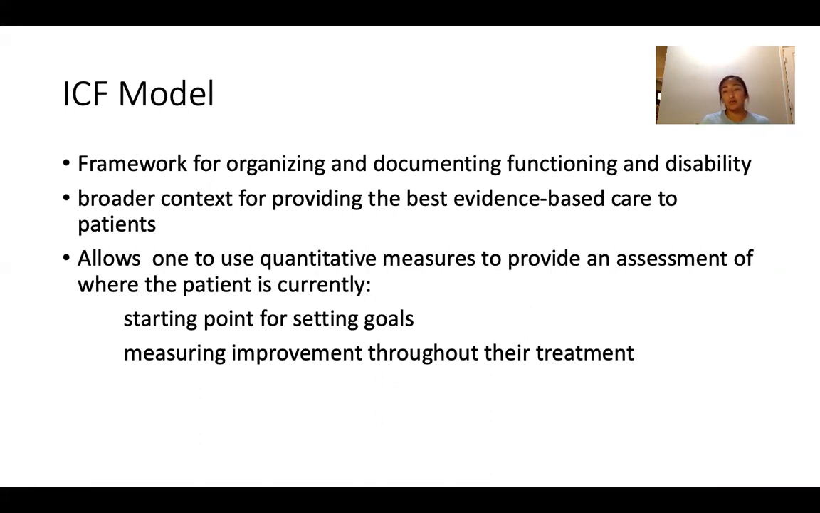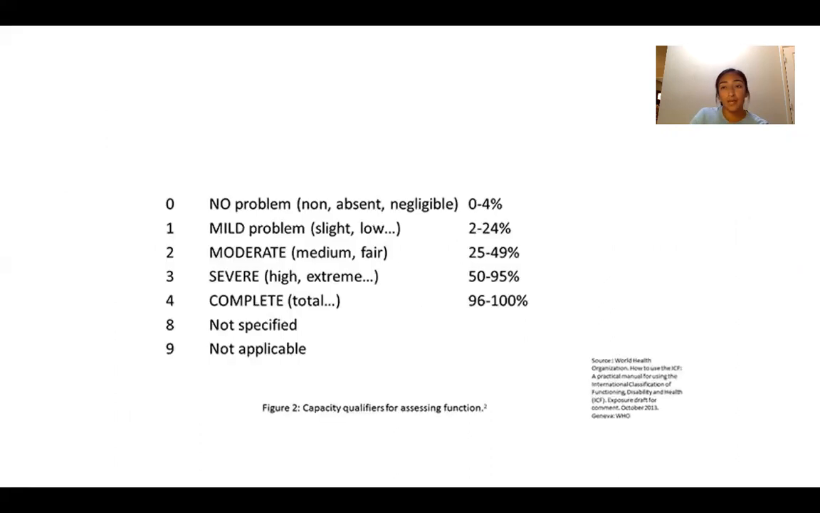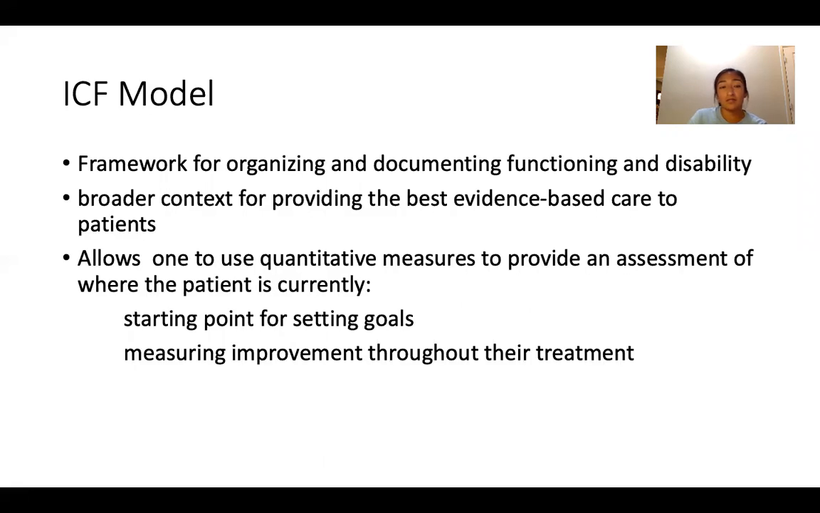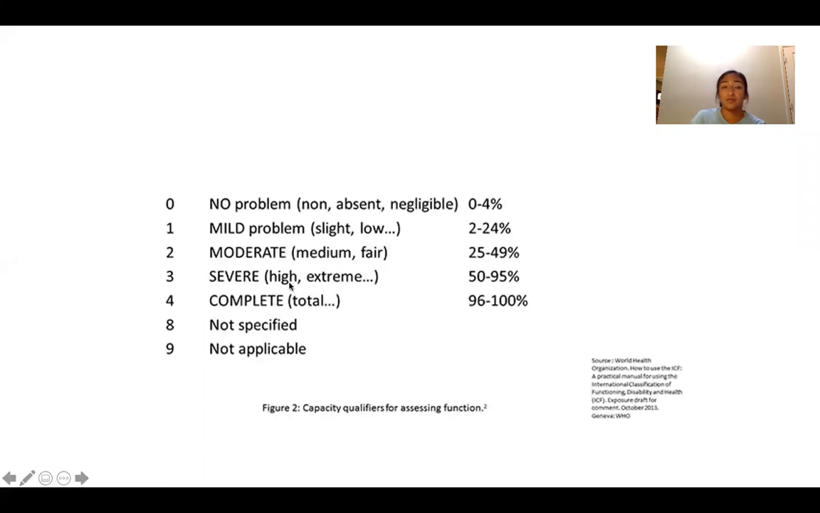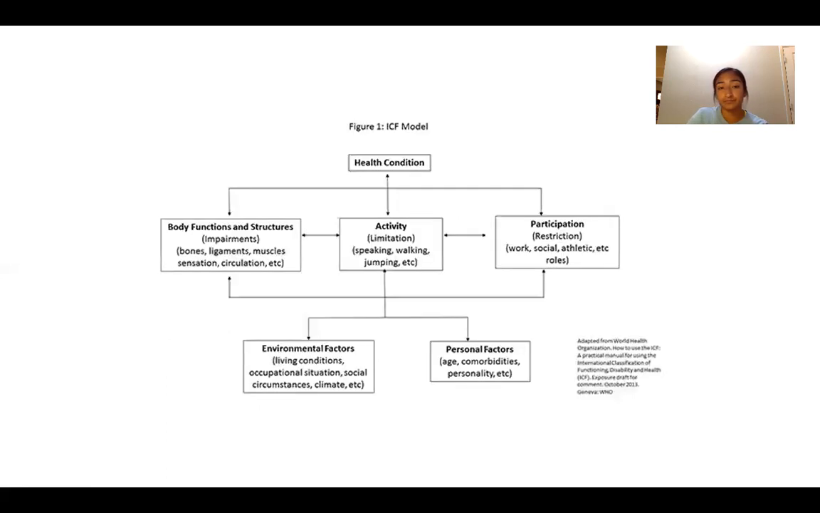starting points for setting goals throughout the rehabilitation and measuring improvements throughout their treatment to see if they're progressing, and if so, by how much, or if they're not, by how much are they not, and how much worse are they getting. This just allows for it to be easier when adjusting the rehabilitation plan. And this is also what they use to measure the quantitative measures for an assessment. You would use this from no problem, mild, moderate, severe, complete, not specified, or not applicable. And again, this assesses the patient's functions.